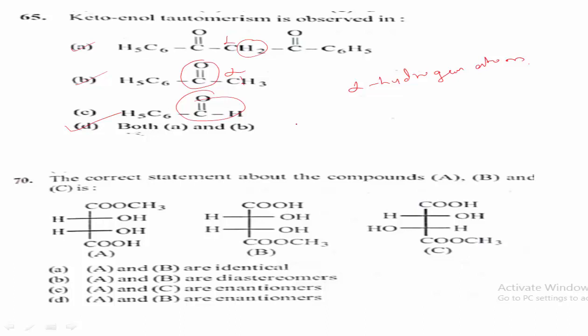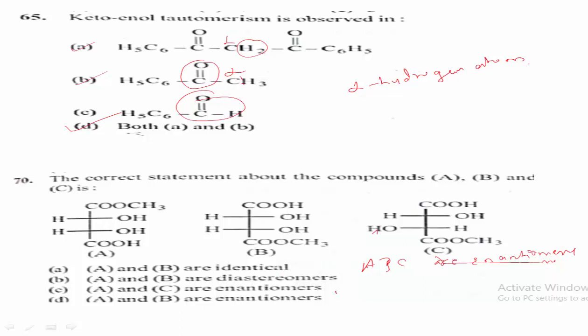Here A and B are identical. Is it right? Yes. Here A and B are identical. Next, rotate the structure B 180 degrees and observe. A and C are enantiomers. A and C are enantiomers.